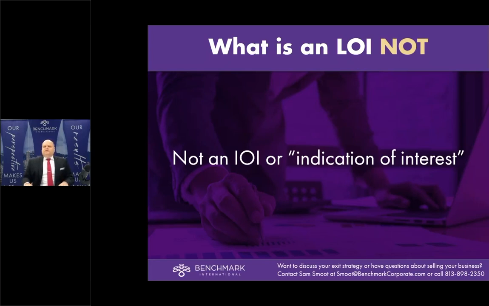But an indication of interest will usually be a paragraph long, maybe a page long, and it will tend to discuss the value of the company as a range of numbers, say $20 to $25 million, whereas a letter of intent will typically have one price, say $25 million, and be 2 to 4, maybe 6, sometimes even 10 pages in length. Ten is a bit long, but I wouldn't be surprised to see a 6-page LOI. So, not an indication of interest.